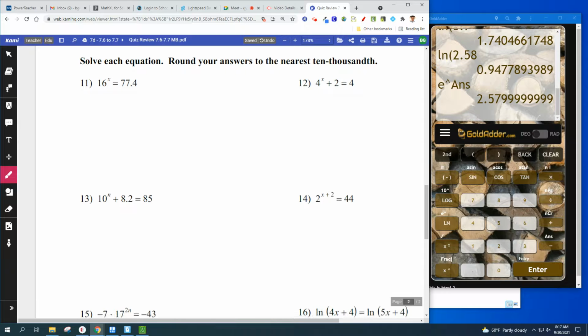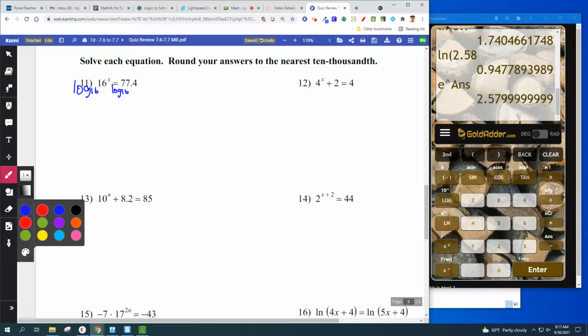Solving equations. All right. So I've got to get rid of this 16, and it's not a division problem. This is a base 16. And so how I get out of a base 16 is by doing a log base 16. So the log base 16 is going to cancel out your base 16 and give you x. And so we get x equals whatever log base 16 of 77.4 is.